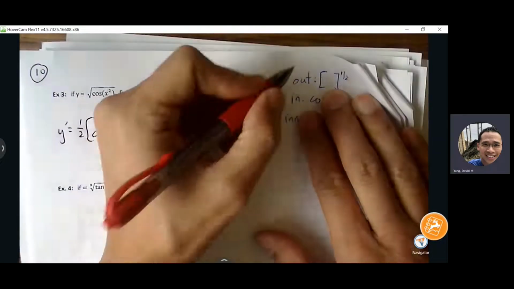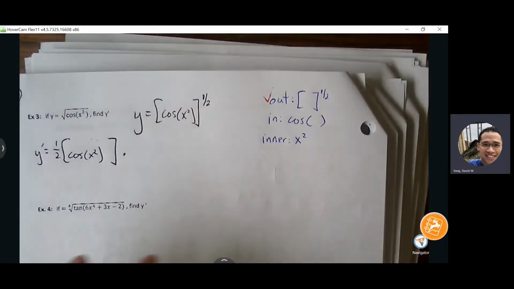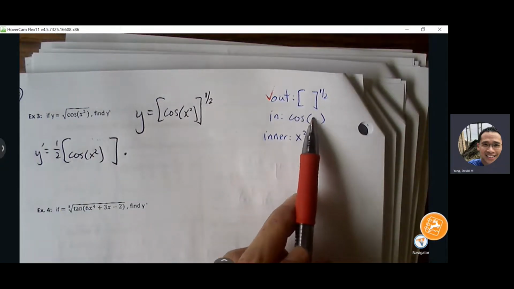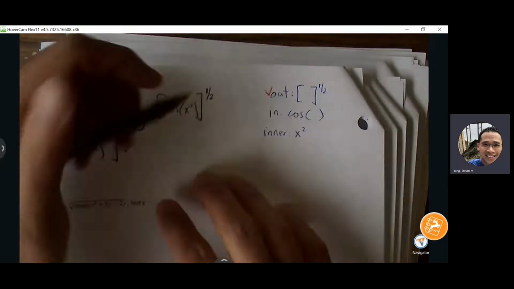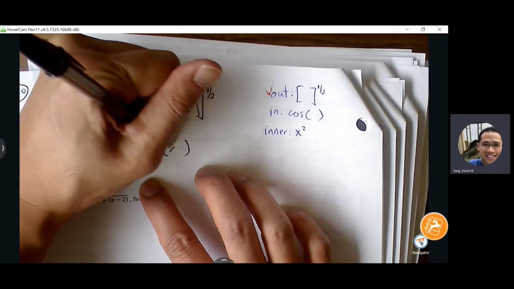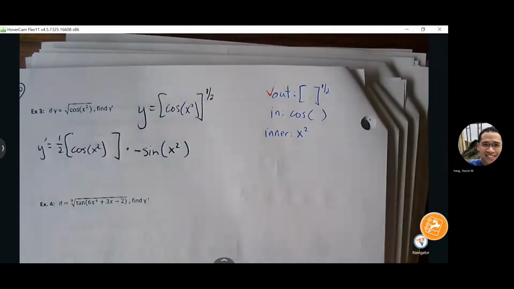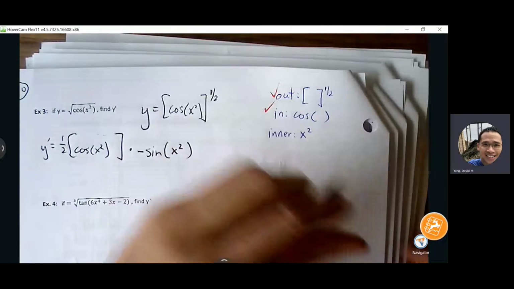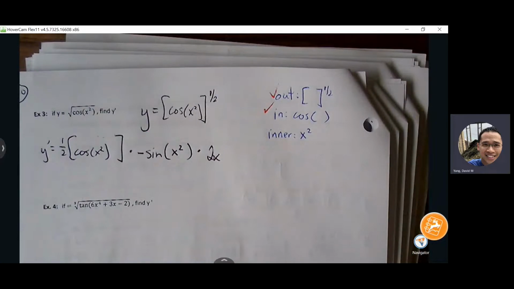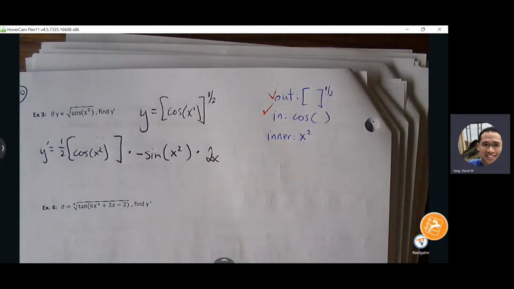Okay, so I'm going to check this off. I'm taking care of the outside derivative. I'm moving to a different space. And I'm going to talk about cosine now. What's cosine's derivative? Negative sine, and we're keeping the inside function intact, times the innermost portion, which is 2x. There it is. Three different derivatives, each with their own space, each, in a sense, chained together.